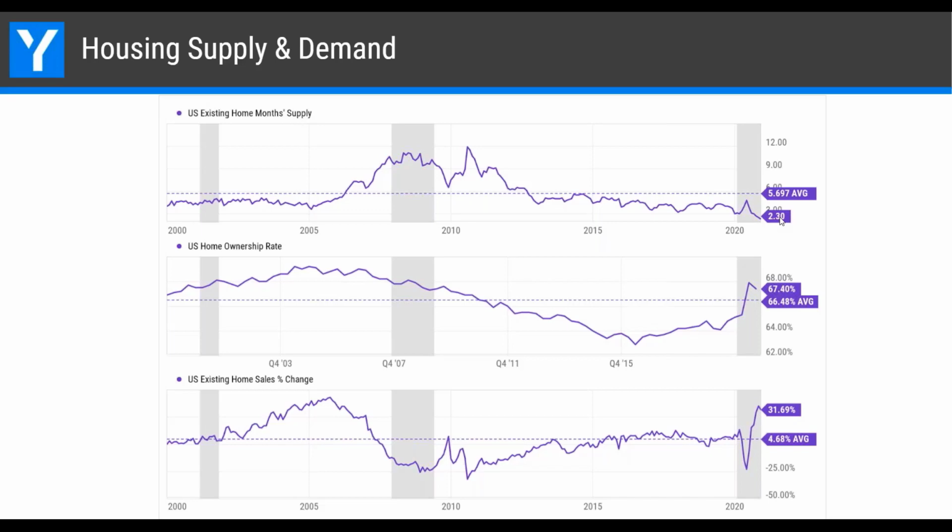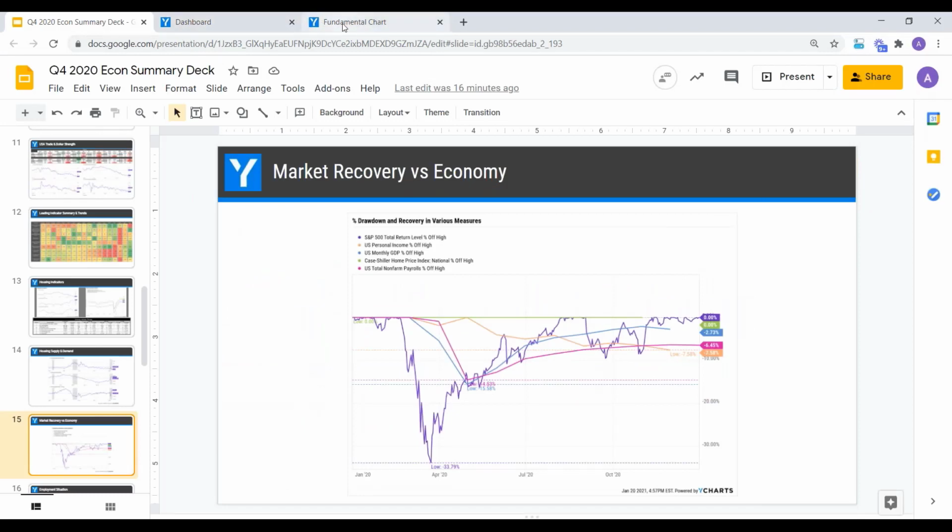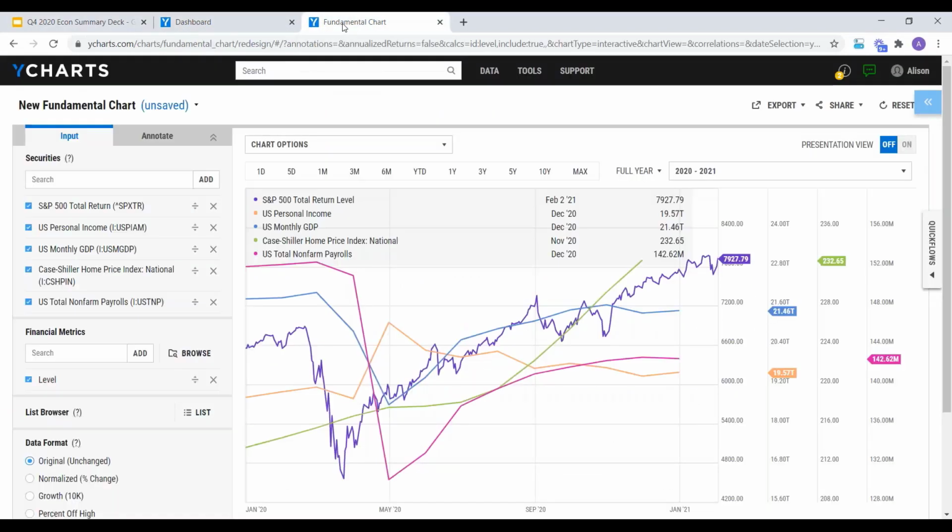So Connor, housing seems pretty shored up. Can you tell us what other parts of the economy are still lagging from this chart here? Right, Alison. So this chart shows us that a few areas of the economy, namely employment, GDP, and personal income, are not bouncing back quite as strong as things like the stock market or housing. Alison, if you could jump into YCharts here, let's actually demonstrate how to build this chart because it's a good one for communicating about this recovery with clients.